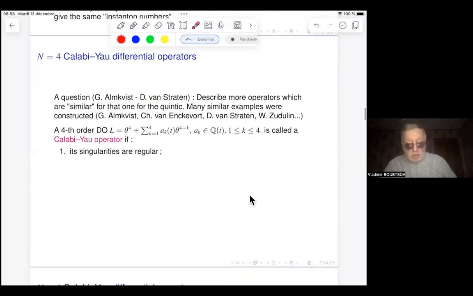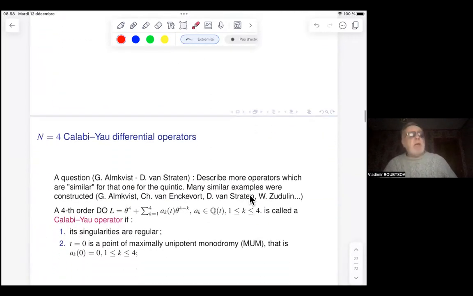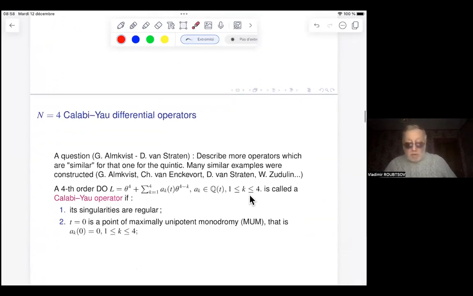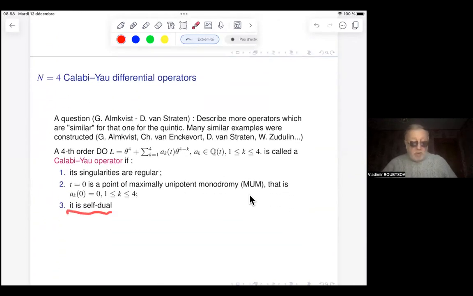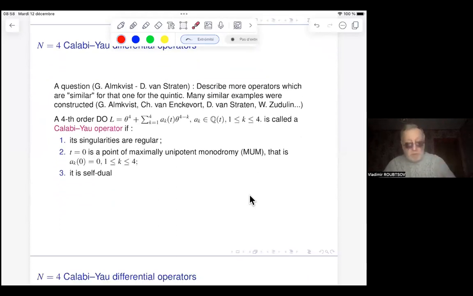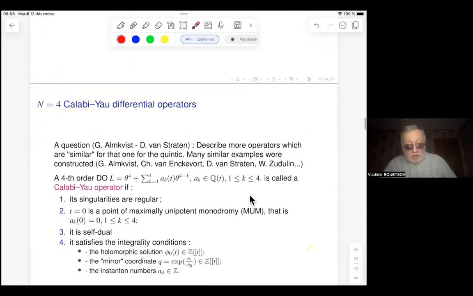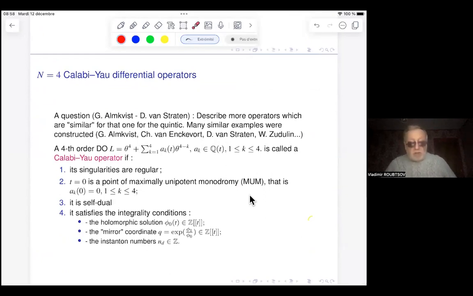Singularities are regular. The origin is always maximal unipotent monodromy point. Then they are self-dual in the usual sense of differential operator conjugation. And what is very important for us, they have the following integrality conditions. So if we have an analytic solution phi sub 0, it has integer coefficients in series.